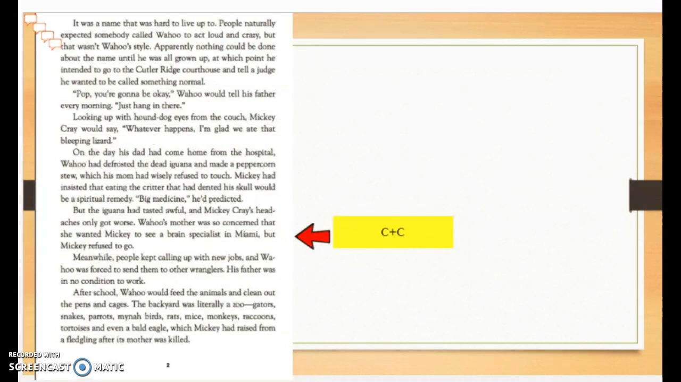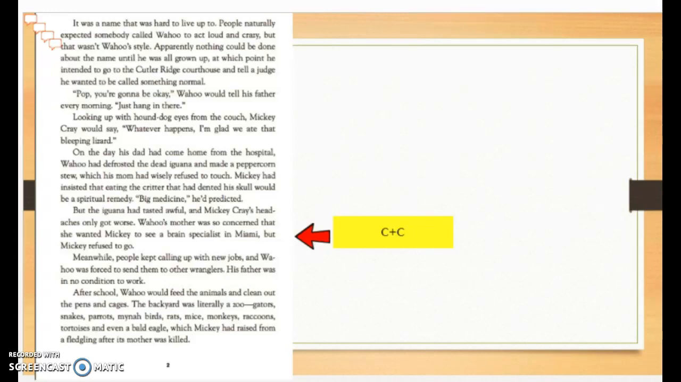It was a name that was hard to live up to. People naturally expected somebody called Wahoo to act loud and crazy, but that wasn't Wahoo's style. Apparently nothing could be done about the name until he was all grown up, at which point he intended to go to Cutler Ridge Courthouse and tell a judge he wanted to be called something normal.